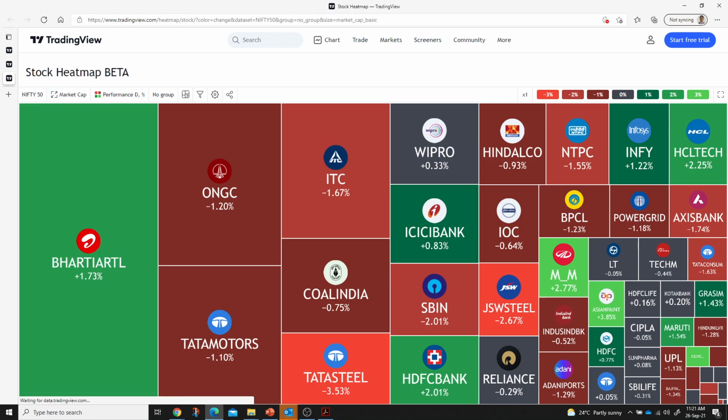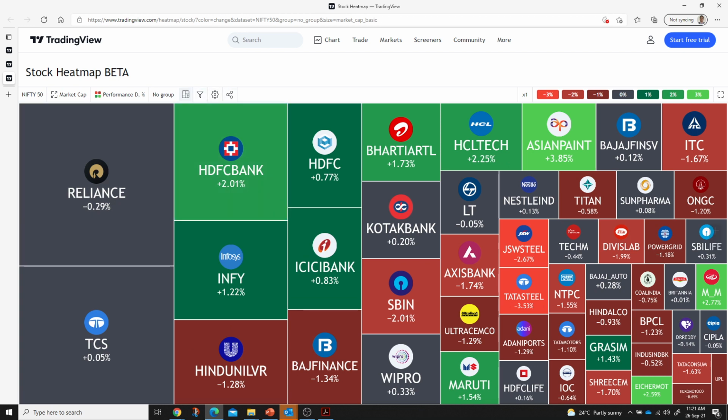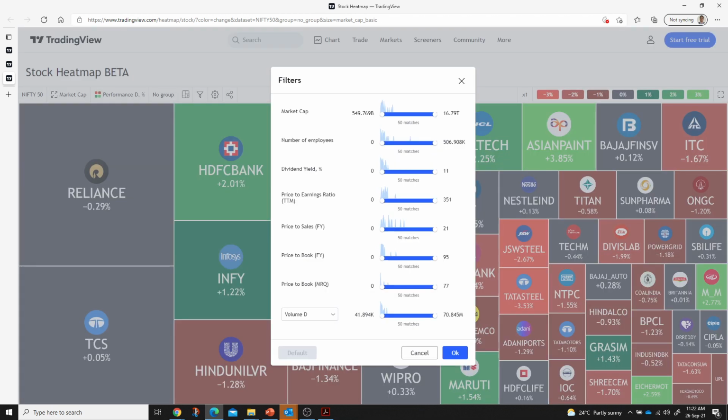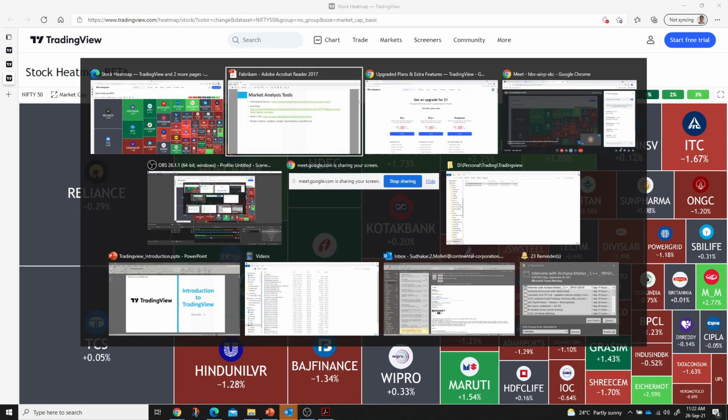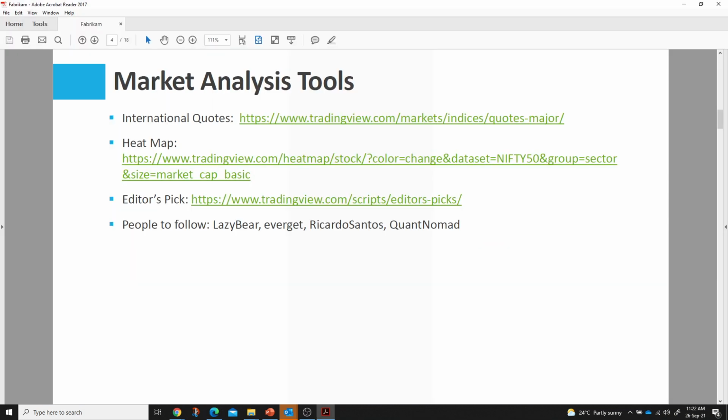So usually, market cap is good enough. There are quite a lot of settings. You can filter for market cap, employees, and so on. But this view is good enough. You get a view. The idea is not to spend 2 hours on this. The idea is to understand what happened in the last trading session.